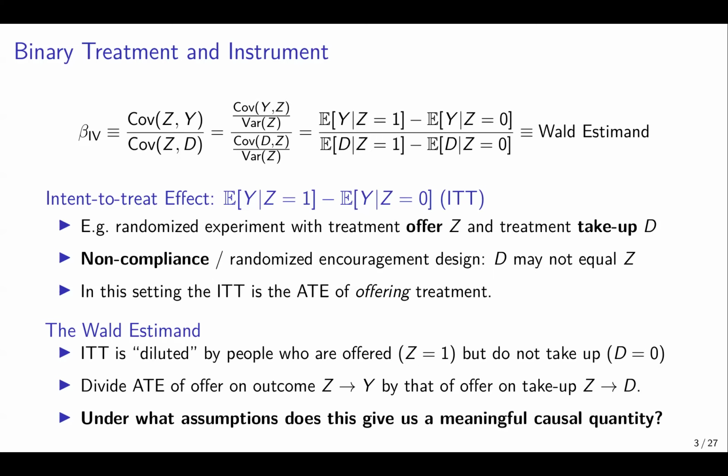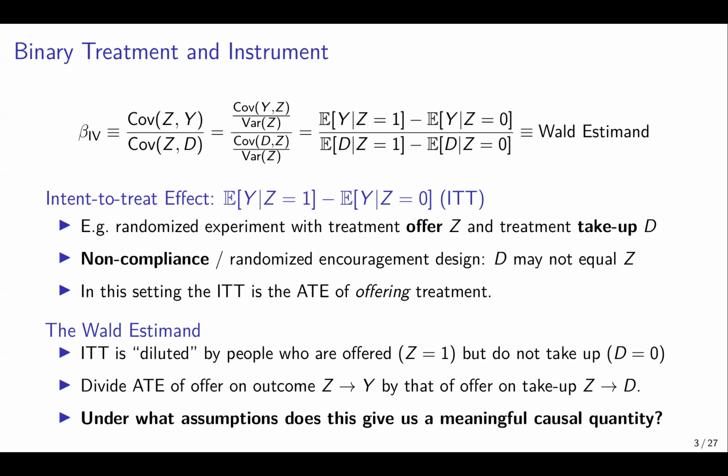And the easiest way to think about it is to imagine that this instrument z is actually a randomized offer of treatment in an experiment. So what's the idea here? Well, imagine we're doing a social experiment, and we're going to randomly offer some people maybe the opportunity to participate in a job training program or something like that. We typically can't force people to participate in programs. We can only offer them the opportunity to participate.